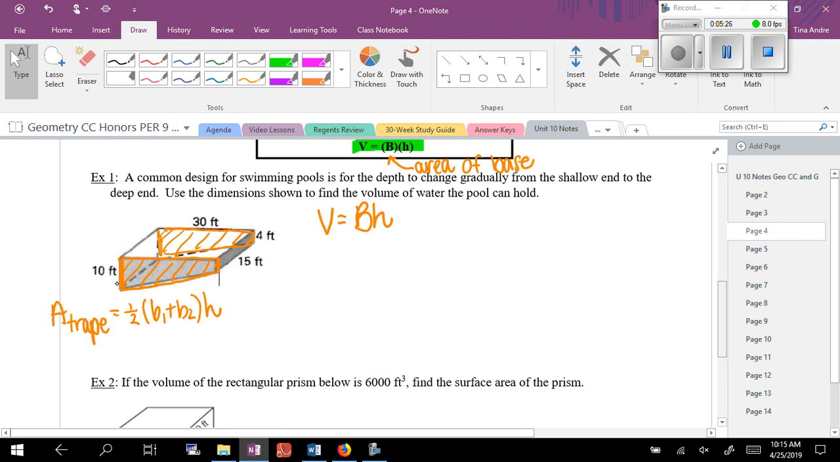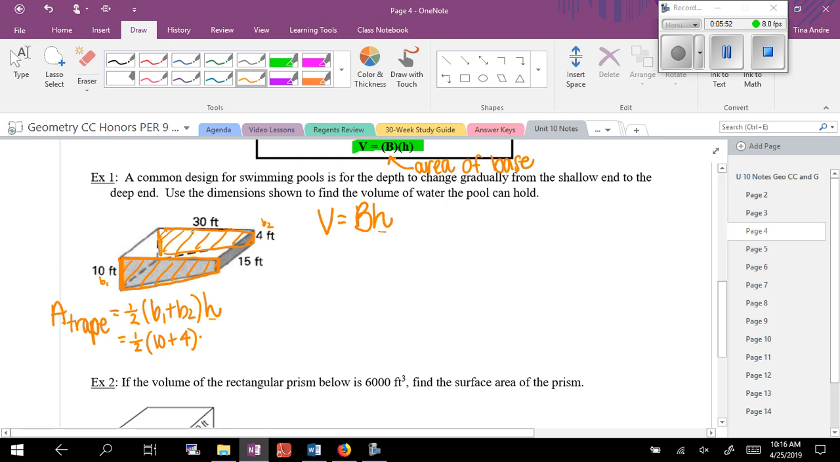And I'm going to say that the bases are 10 and 4, right? So this is going to be B1, this is going to be B2. So my area of my trapezoid is going to be 1/2 base 1, doesn't matter which one you call base 1 and base 2, and then times the height. So this is where you have to be careful because our formula really has two H's in it. It has the height of the prism, which will be used for volume, and then the height of the trapezoid.